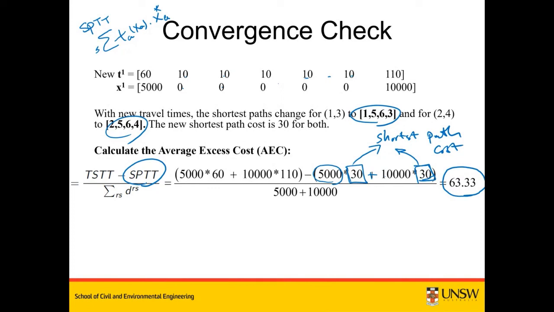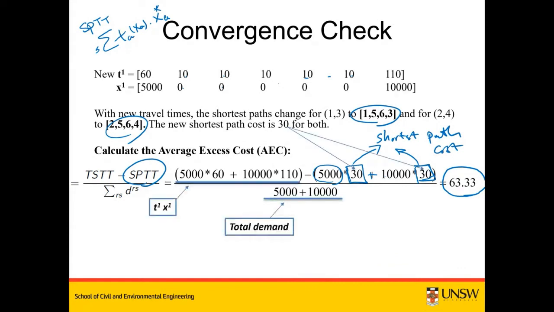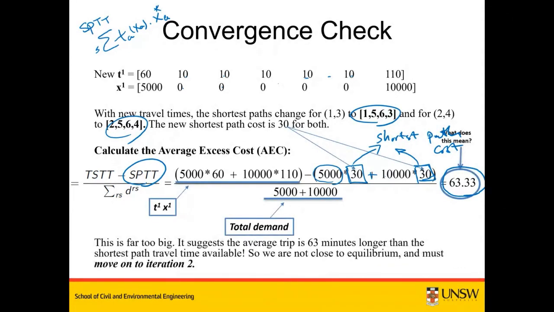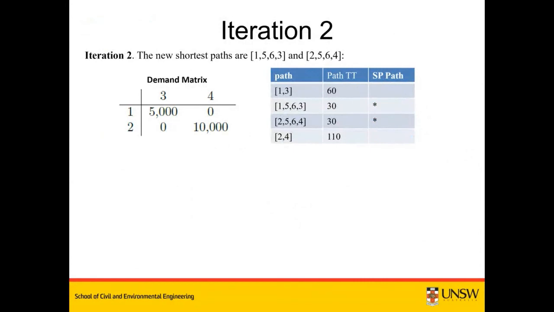Okay, so if you didn't really fully get how we calculate AEC, we're going to see it again. So that means AEC is still large. So let's do another iteration. So let's do iteration 2.